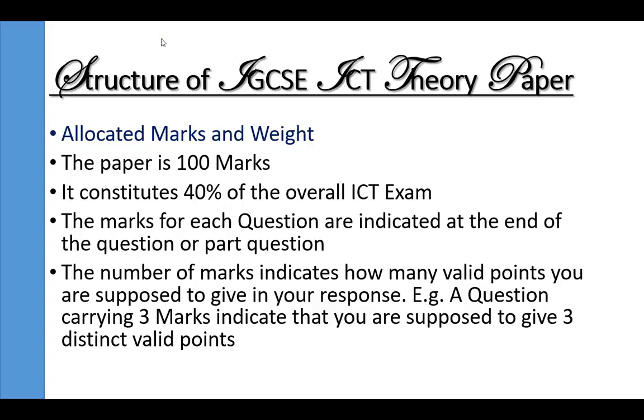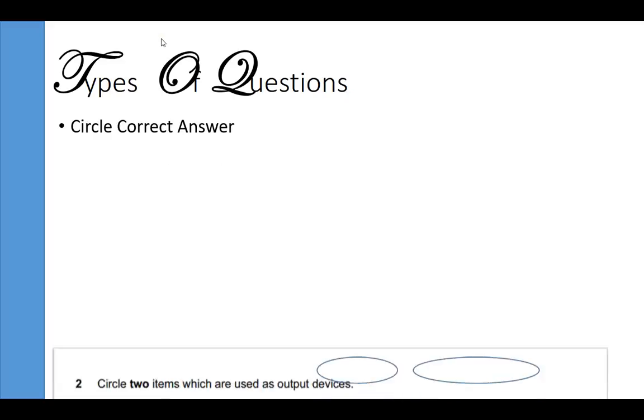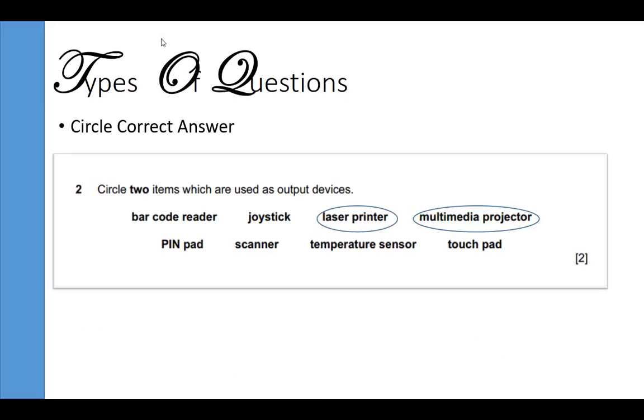Okay, so enough of that. Let's look at the types of questions that you're going to find in an IGCSE ICT paper. Okay, the simplest of them all is the select correct answer questions. That would look something like this. Okay, so you have a question such as select 2 items which are used as output devices, and you're required to select the 2 devices.